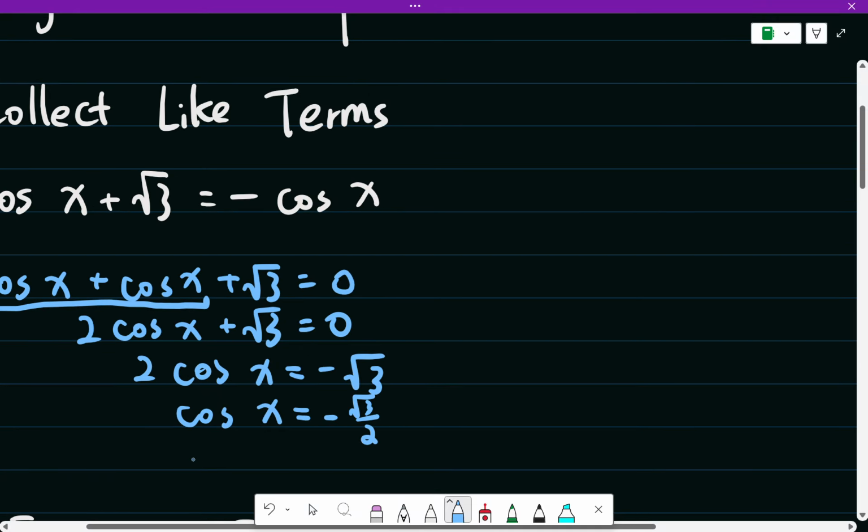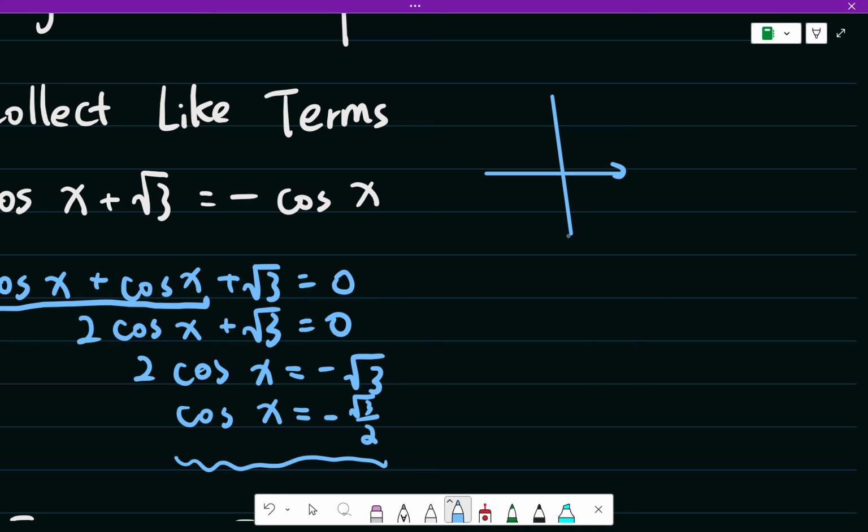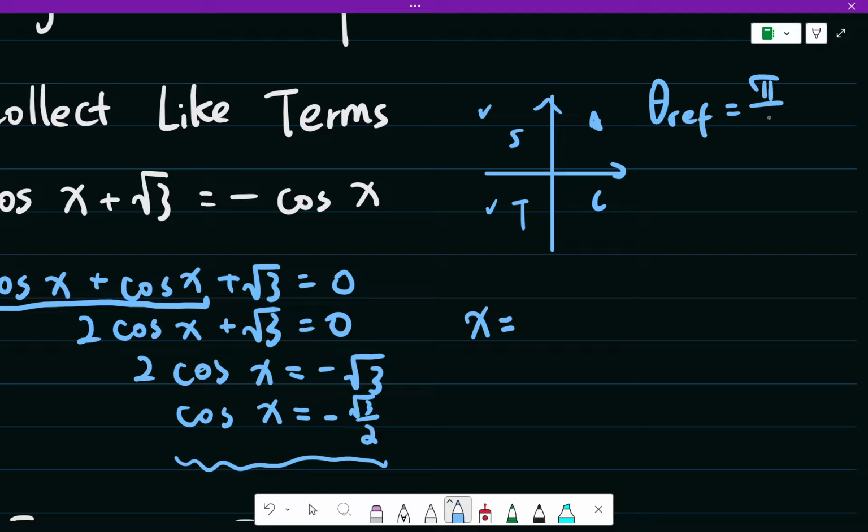And from here, we could then use our friend, the CAST rule. Because cosine is negative, that means this angle, the x, if it's in standard position, must end up in quadrant 2 or 3. So for x, the reference angle in this case will equal 30 degrees or pi over 6 in radians.